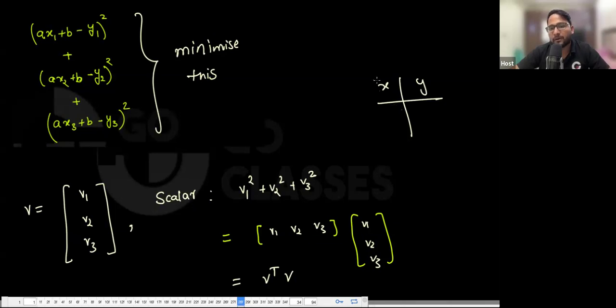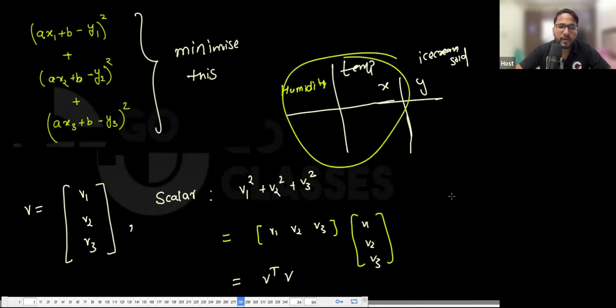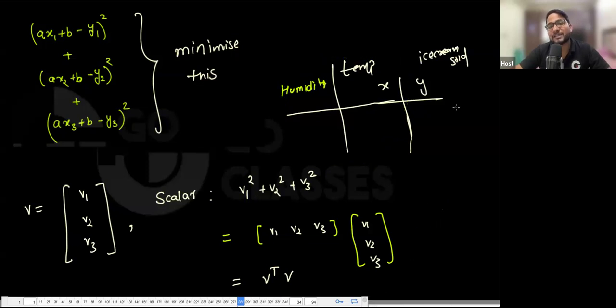For example, I have given you the example of temperature and ice cream sold. But do you think that in future someone could say that the ice cream sold does not only depend on the temperature, it also depends on something else, for example humidity? Someone can come and say that y is a function of two things, right? Not just temperature, the ice cream sold also depends on the humidity.